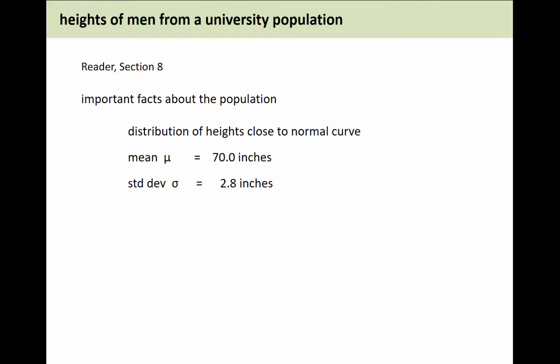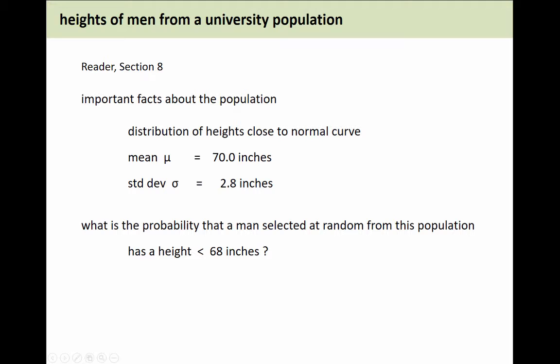So once we have those facts, here's the illustration using heights of men from a university population. The source where I took this problem gave us 3 important facts. The distribution of heights for this restricted population is close to a normal curve with the mean mu of 70.0 inches and a standard deviation sigma of 2.8 inches.